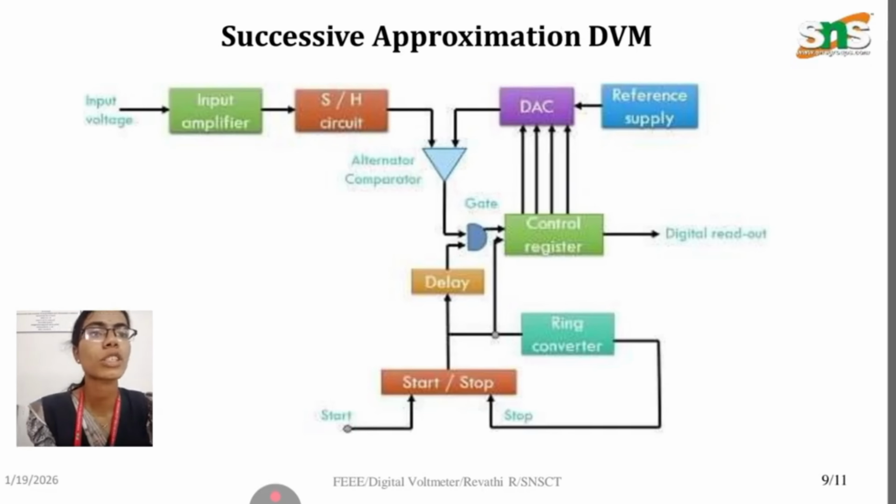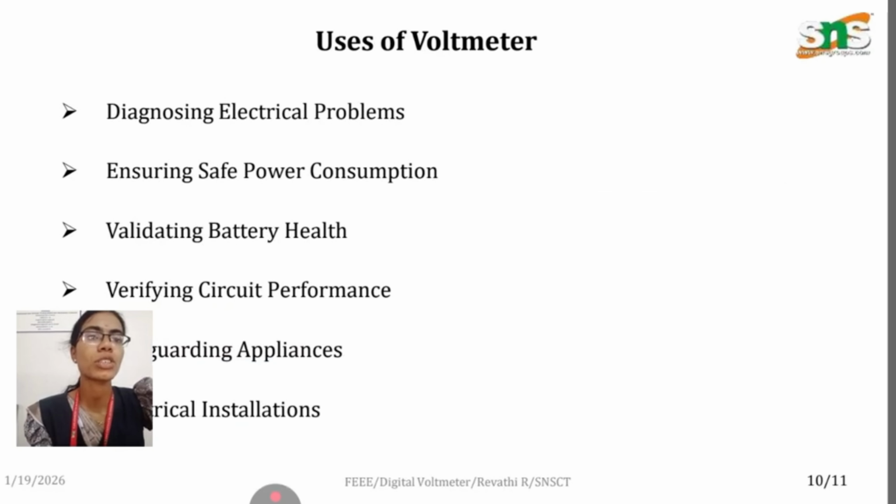In the successive approximation technique, an SH circuit, that is a sample and hold circuit, is employed. A DAC, digital to analog converter, is used. The main component in this technique is the control register. The delay ring converter and the start stop mechanism are also used in the successive approximation DVM.